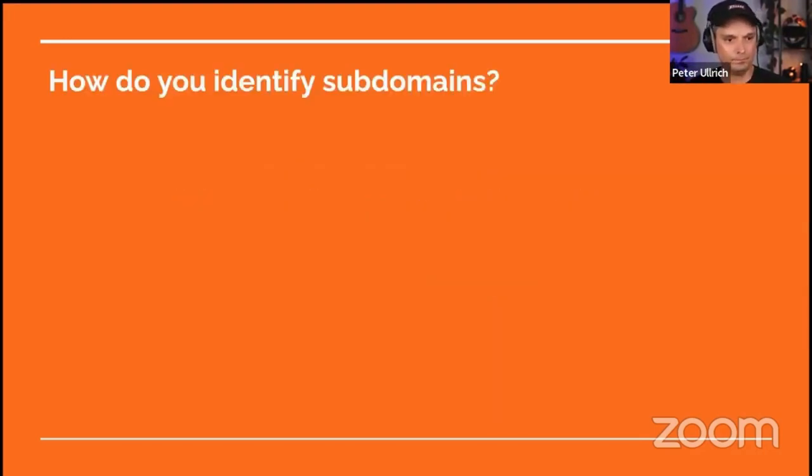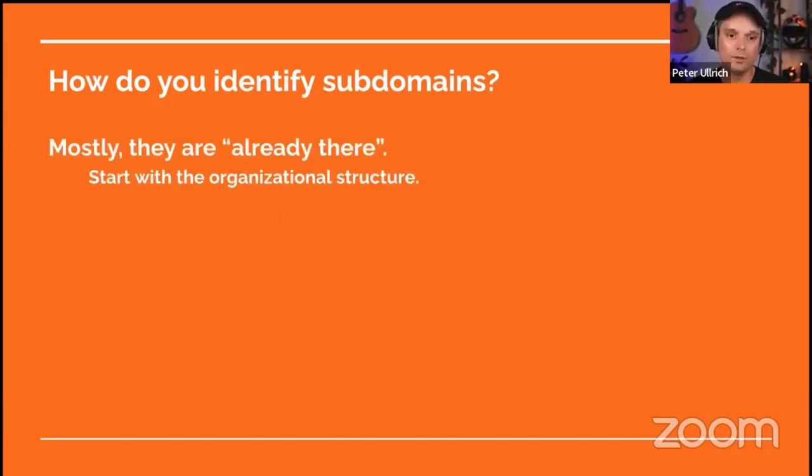Now, how do you identify these subdomains? Mostly, they are already there. So you can look at the organizational structure. Every company will have such a thing. They usually already have departments and teams within those departments, and that is a good indication. However, it is not the best indication, but it's a good starting point.